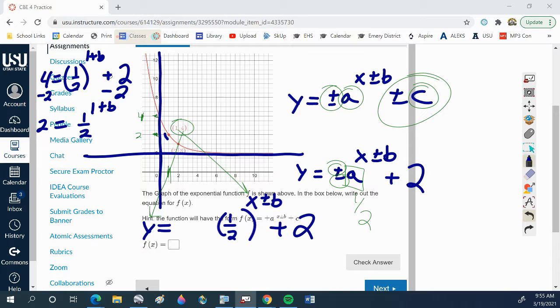ln both sides. So I get the ln of 2 is equal to 1 plus b times the ln of 1/2. Yeah, but it'll just tell us, right? When we solve it, we'll either figure out that b is positive or negative. So yeah, technically it's plus or minus b. We don't know which one, but we're about to find out. How do I solve this? Divide by the ln of 1/2.